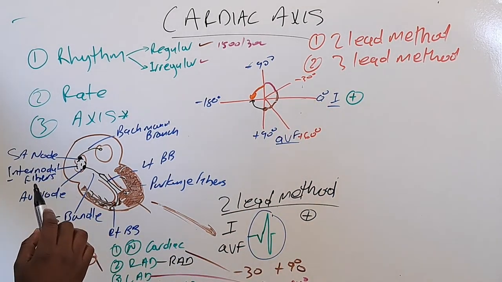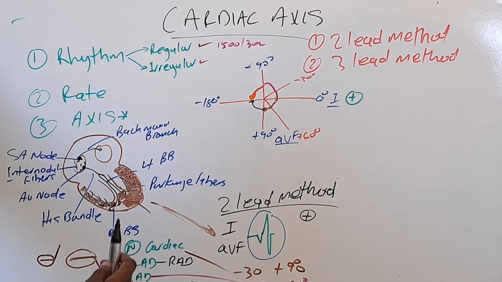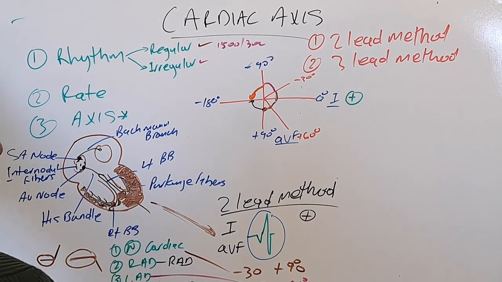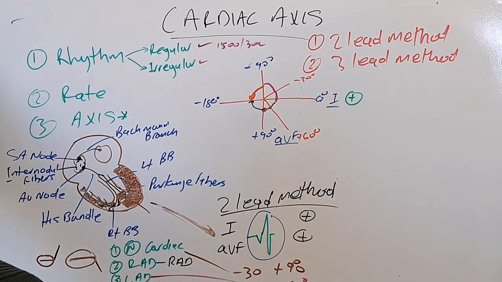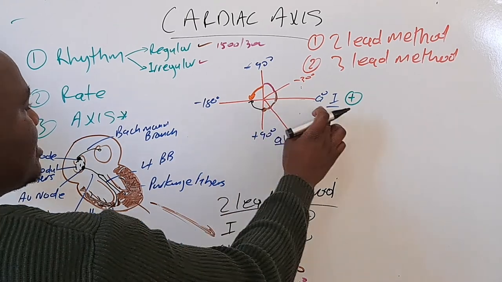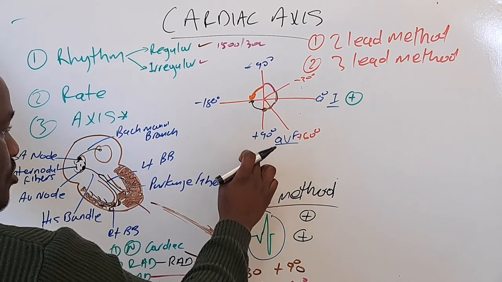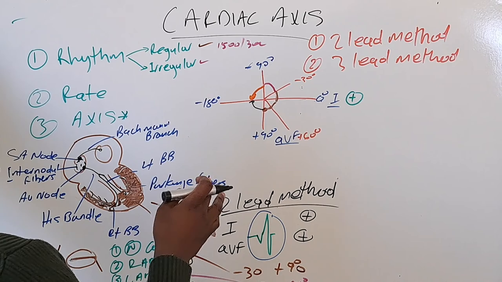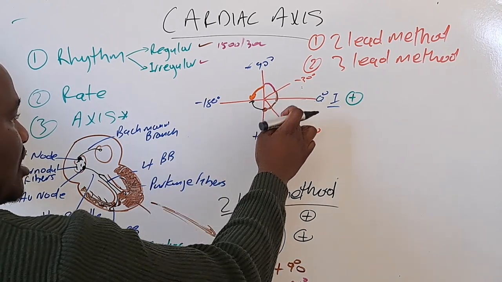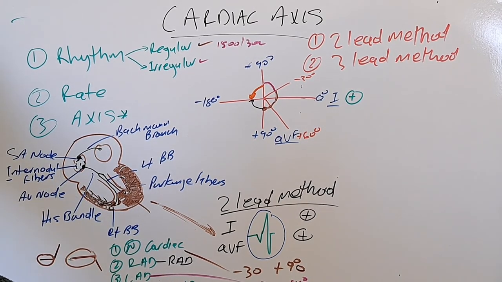But now to complete this assessment of the axis, look at AVF. Let's say in AVF you also find that it's positive, you've got a positive deflection there as well. So it's positive and it's positive. Positive AVF is down towards the feet. So the axis of that strip is in this quadrant, which is a normal axis. There's no deviation, it's a normal axis.